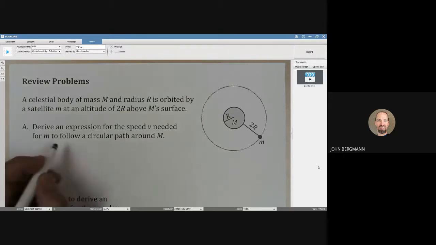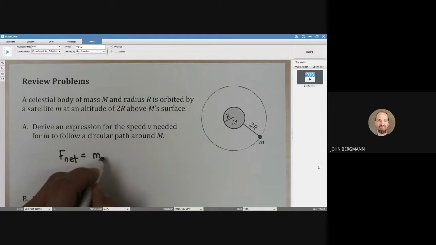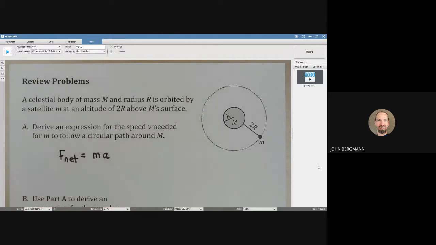All right, well, I think we should probably use Newton's second law here, and the net force is going to equal the mass times the acceleration. And we're talking about little m here now. So what is the net force on little m? Isn't it the force of gravity on little m, which is big G, big M, little m, divided by the distance between those centers of mass squared, which is going to be (3r) squared? So I think it's going to be 9r squared.